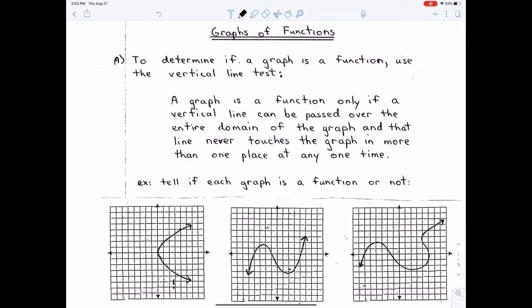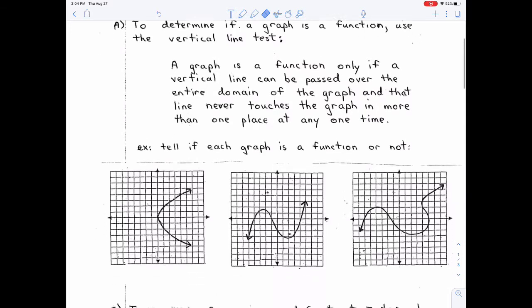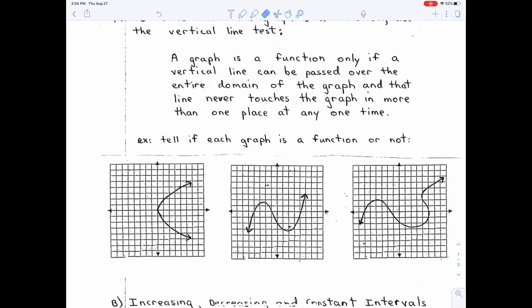Okay, so here we pass a vertical line through it. At that value of x, we have a value of y there and a value of y there. So therefore, this does not fit the definition of a function. This is not a function because for that particular value of x, there is more than one value for y. So this is not a function. Okay? Let's move this up a little bit. So the answer to this one would be no.